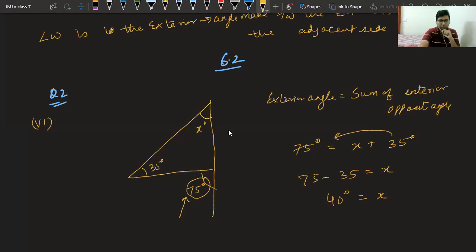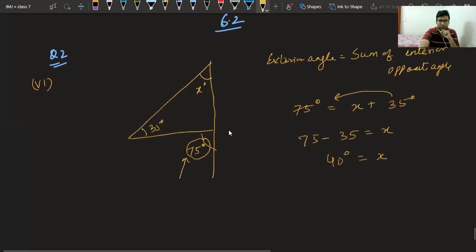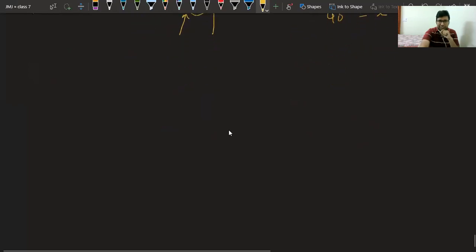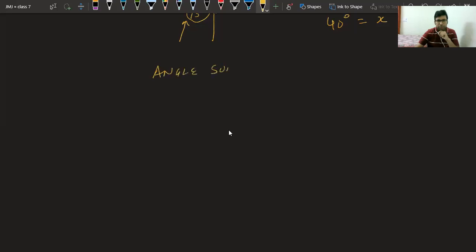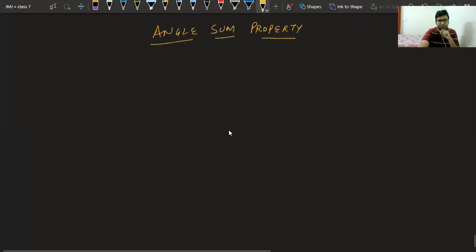Very good. Now let's see the last concept, that is angle sum property. We have already discussed it in the last class. Let us see that concept for 6.3. 6.3 is very easy. You can do it today. Let us discuss angle sum property. This is today's topic. Till now, we were taking only the doubts. This is today's topic, angle sum property.